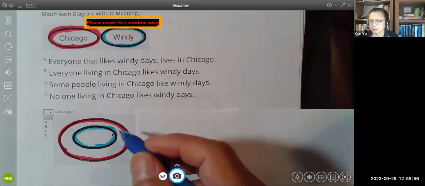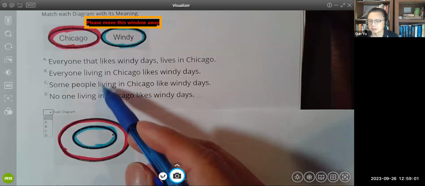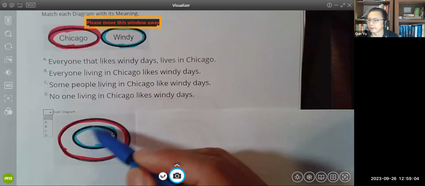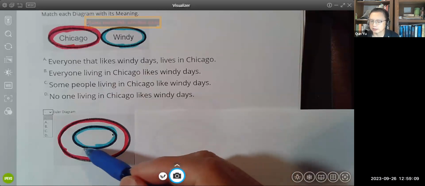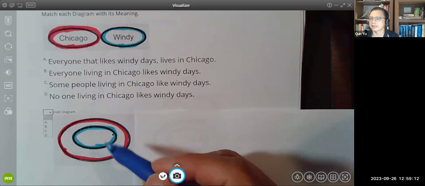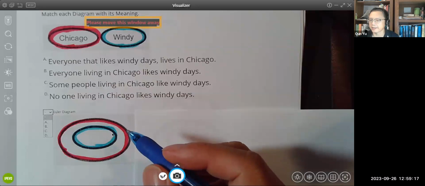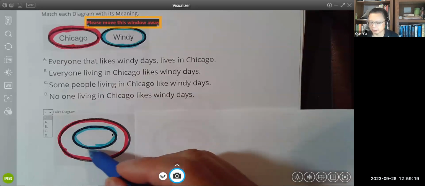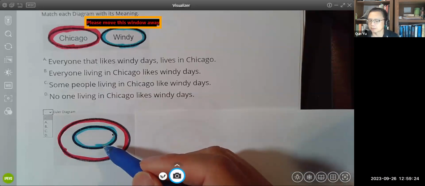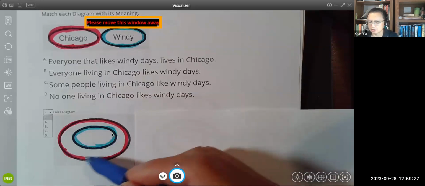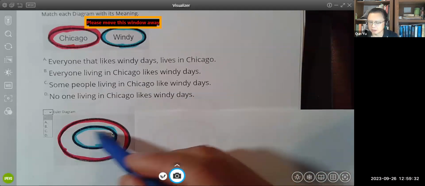I'm given this diagram. I need to determine which statement here describes this scenario. Apparently, according to our model, we see this blue circle is entirely inside the red circle. That is our model, all A are B. This is our A, this is our B. And this blue circle represents those people who like windy days, and this red one represents those people who live in Chicago.